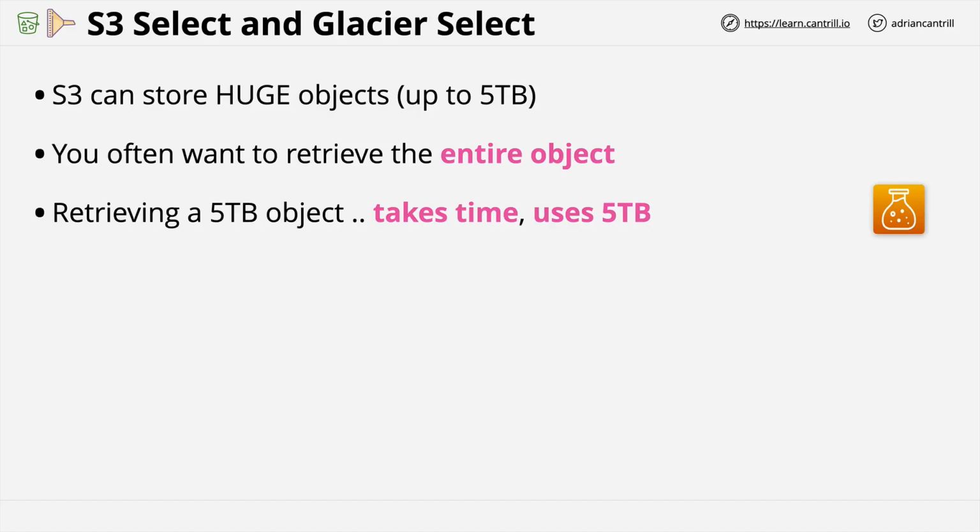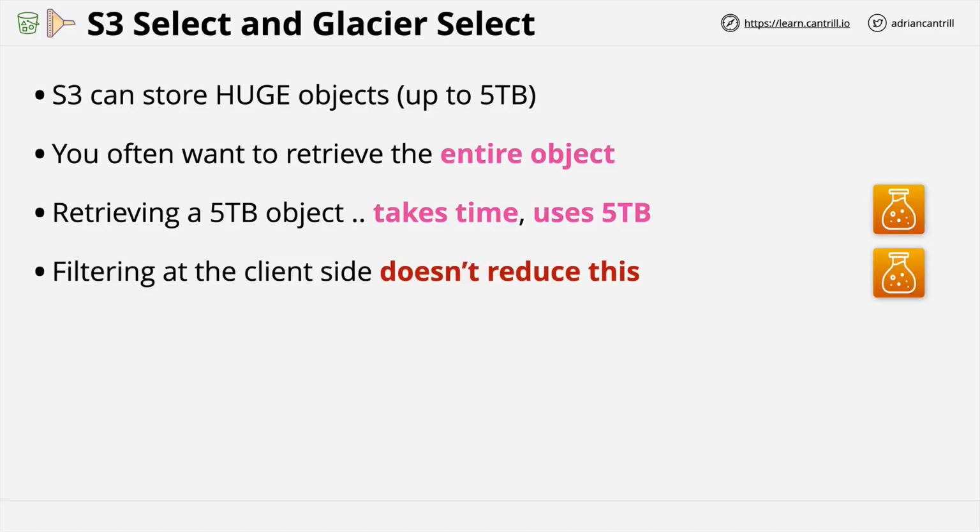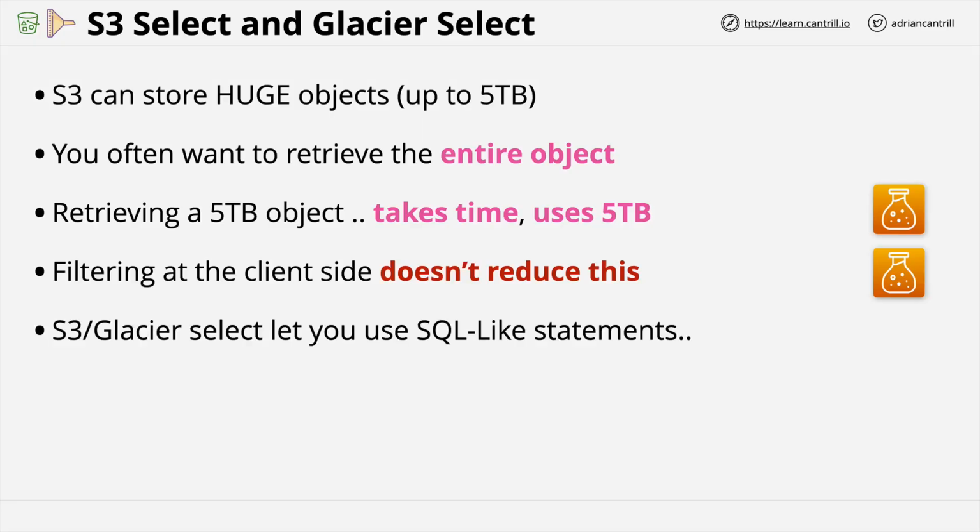Now, you can filter this on the client side, but this occurs after the figurative damage is done. You've already consumed that capacity. You've already downloaded that data. Filtering it at the client side just means throwing away the data that you don't need. S3 and Glacier provide services which allow you to access partial objects. So that's what's provided by the S3 Select and Glacier Select services.